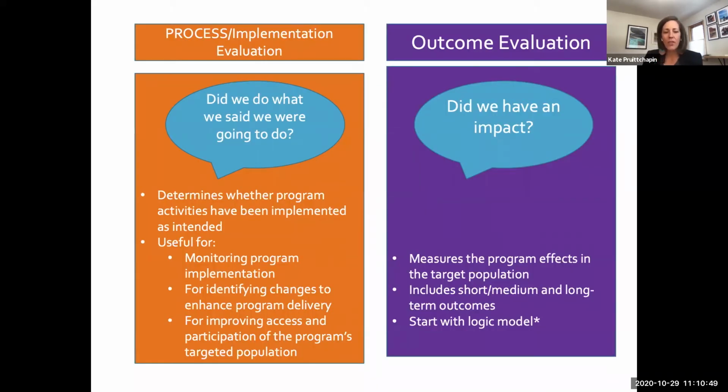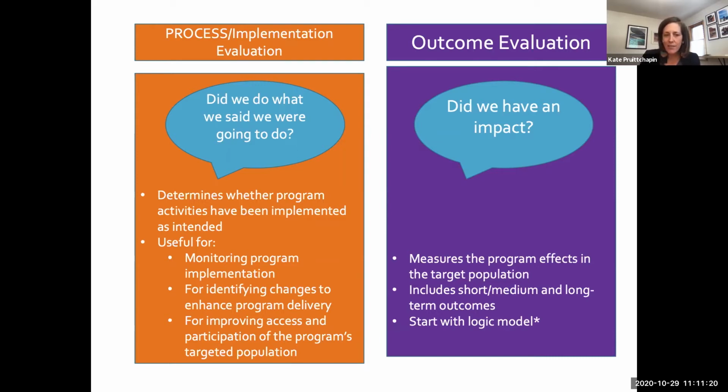Okay, so when we think about an evaluation, we typically think about them in these 2 different buckets: a process or implementation evaluation, and then an outcome evaluation. When we're thinking about the process evaluation or implementation evaluation, the primary question that leads these types of evaluation is, did we do what we said we were going to do, right? So let's say you wrote a grant and you said in your grant, here are the activities that we're going to do, right?